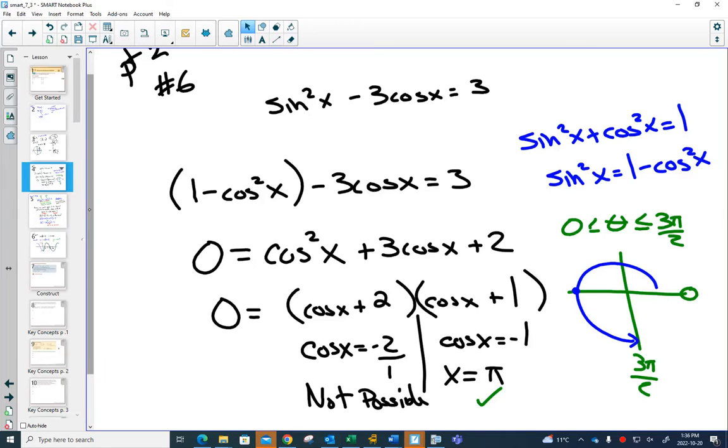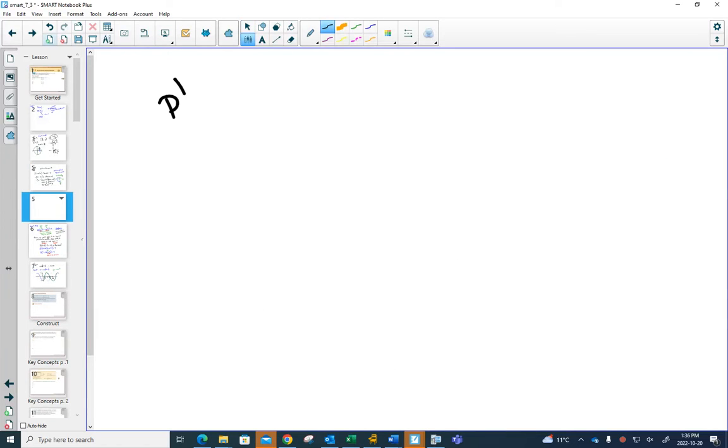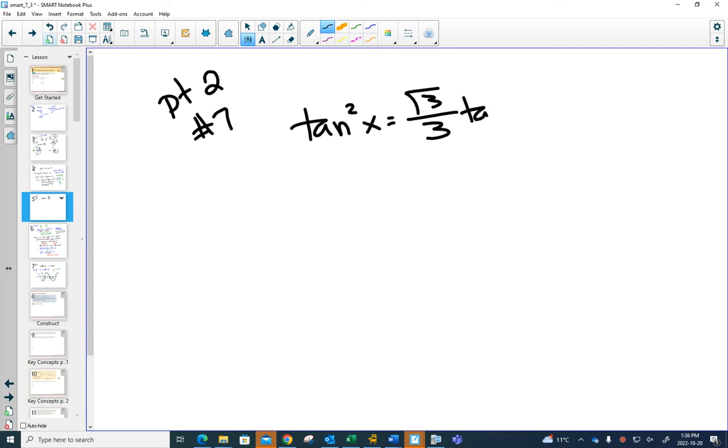All right. Next question. Yes. Part 2, number 7. Tan squared x equals √3 over 3 tan x. And this one is a general solution question because it says x ∈ R. Okay? So, general solution says solve between 0 and 2 pi like normal first, then add 2k pi to each of your answers. So we need to solve this between 0 and 2 pi first.